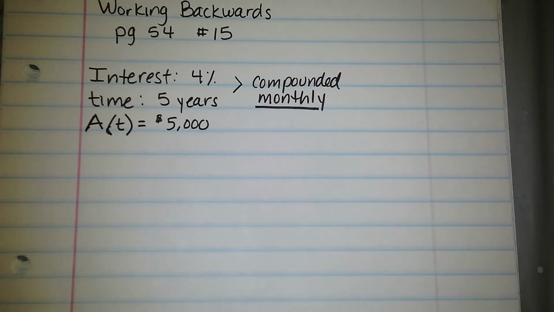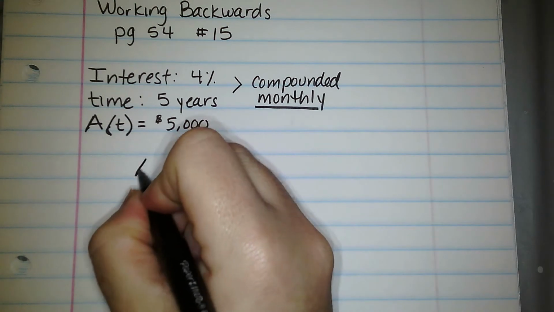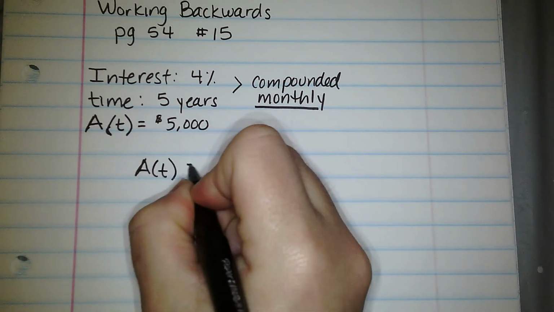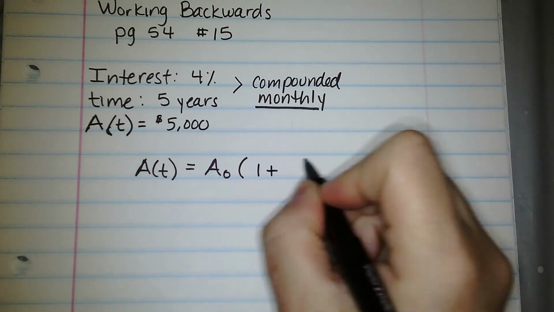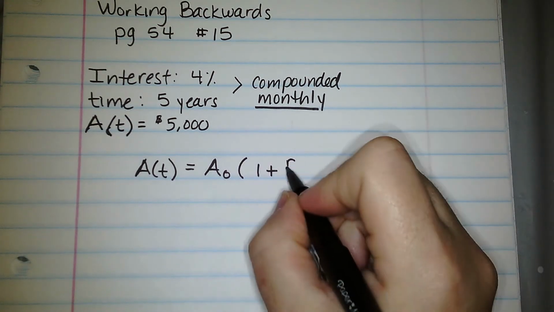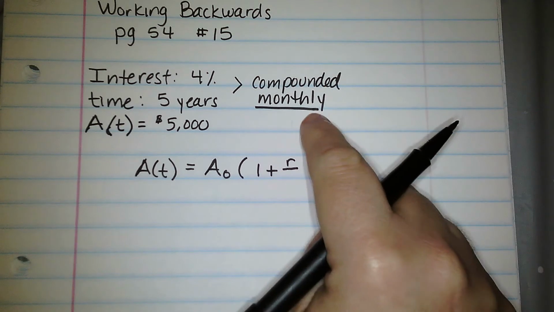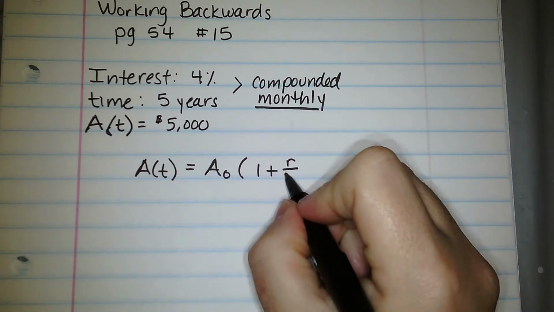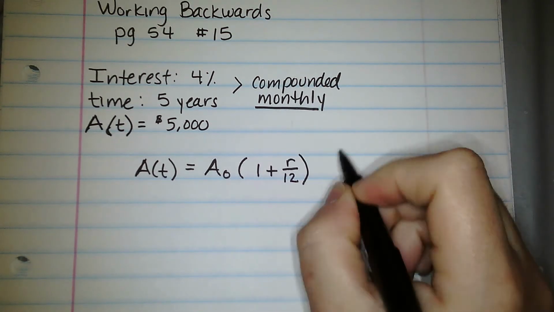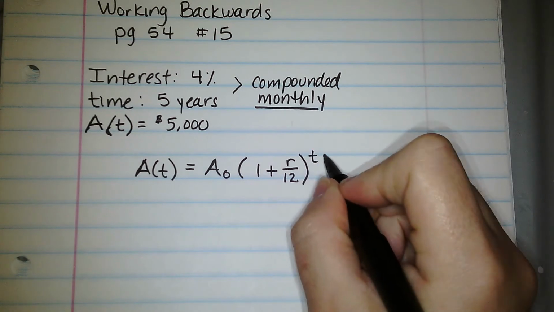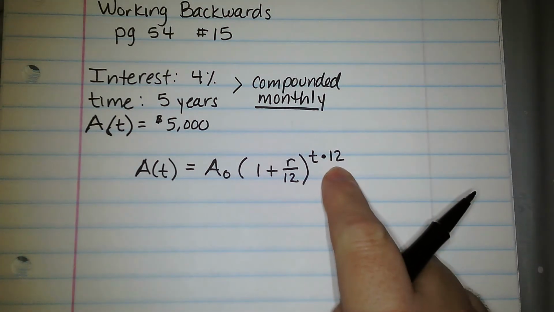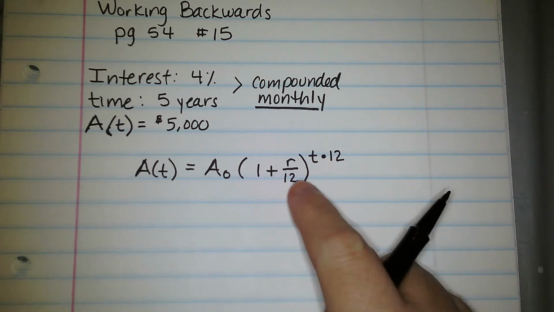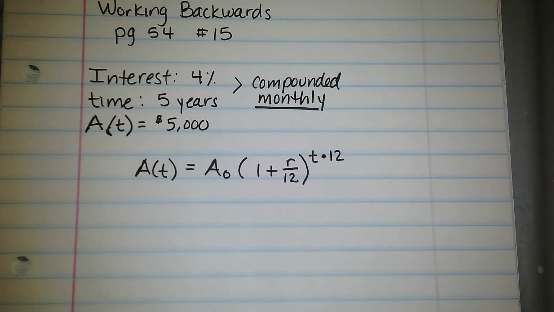We're going to set up our growth formula, which is A of t equals A naught times (1 plus r over 12) to the power t times 12. Remember, we're compounding monthly, so you have to divide by 12, and then multiply t by 12. Those are the two things that you have to modify for your regular growth formula.